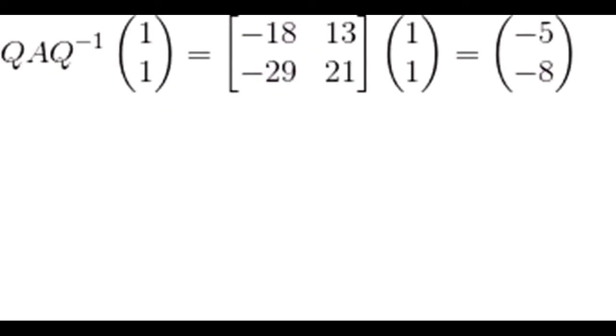So before I go, I'd like to take a look at one worked example. Over here, we're going to be multiplying Q A Q inverse by the vector 1, 1, which will give us -5, -8. Now let's look at this step by step. The first step is we multiply 1, 1 by Q inverse. This gives us the vector 1, -1.